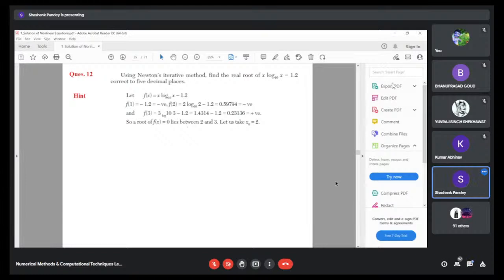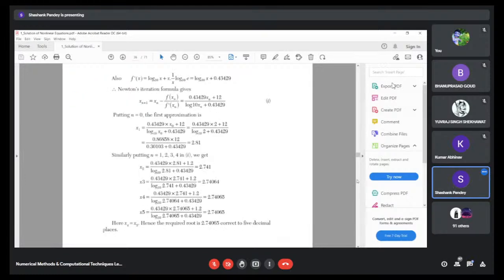See the solution for this problem. Here we compute the derivative of this function, which turns out to be log base 10 x times 0.43429, and subsequently, using this Newton-Raphson formula, we express the general expression to compute the root of this equation.